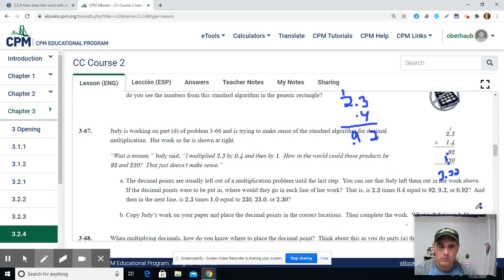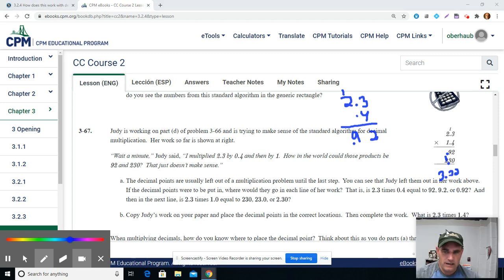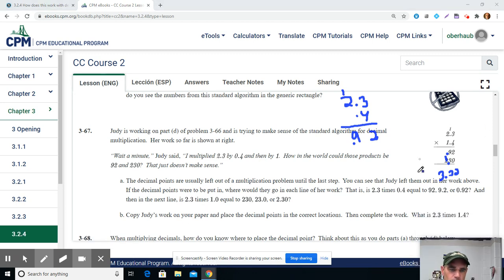Okay, so it wants us to copy Judy's work on your paper. Well, I did it here. You should have done it on your notebook paper, and put the decimal places in the correct locations. Then complete the work. What is 2.3 times 1.4? Well, it's 3.22. When you multiply this, though, let's be honest, we're not going to do it this way. They just want you to see why it works the way it does.